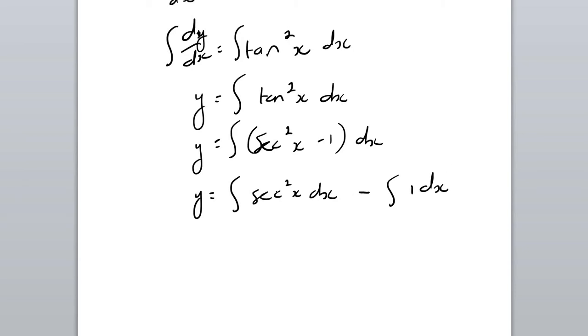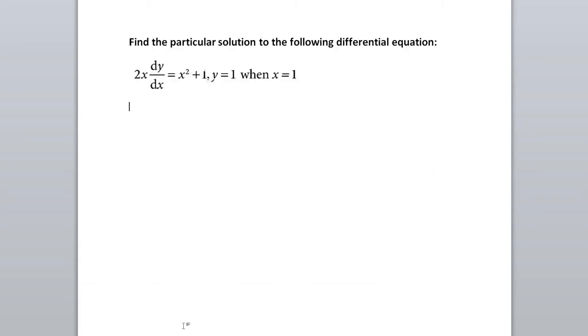We know that the integral of secant squared is tan of x, and we know that the integral of 1 is x, since I'm integrating in terms of dx, plus c, because this is an indefinite integral, so we should not forget the plus c. So this is the general solution to the differential equation. Now let's take a look at the second one.